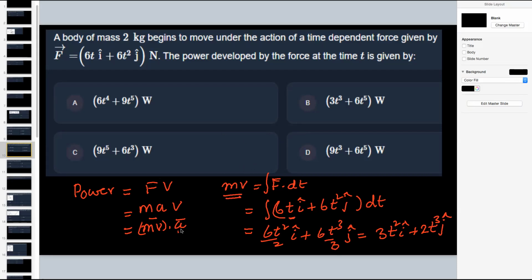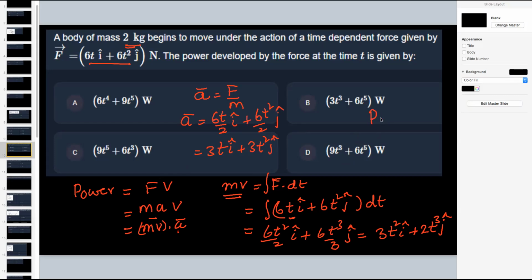Again, what is acceleration? Acceleration can be written as F by m. F is this and m is this. So you get 6t divided by 2 i plus 6t square by 2 j. So this is 3t i plus 3t square j. This is the acceleration. Finally, I want power.